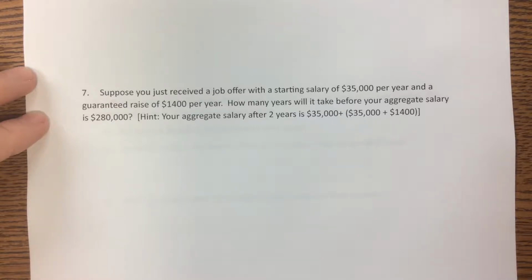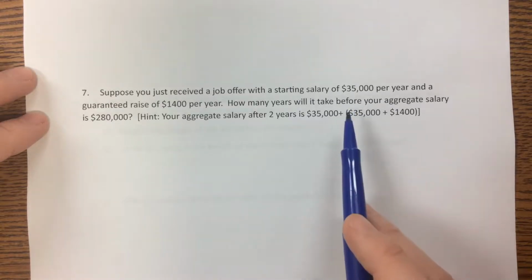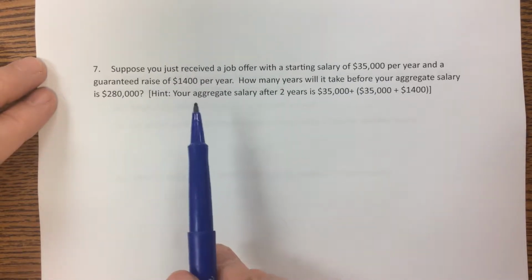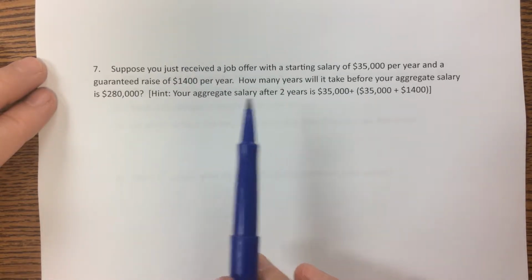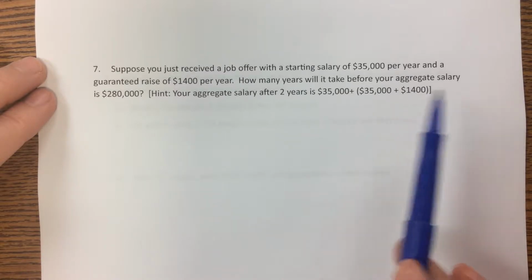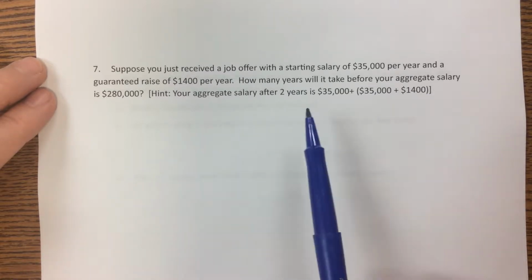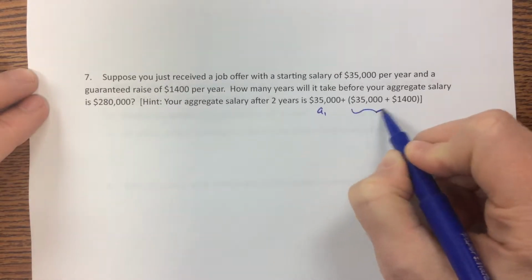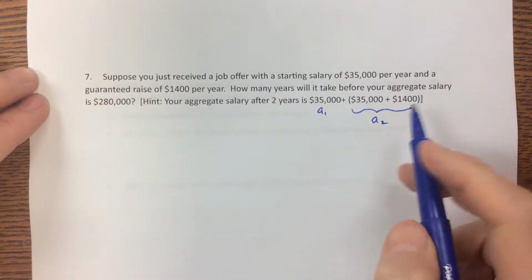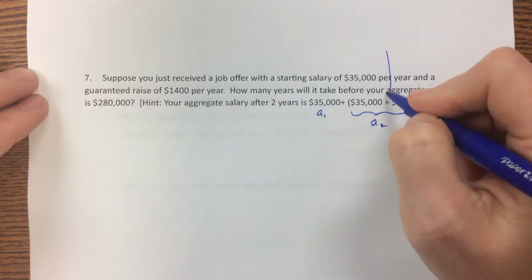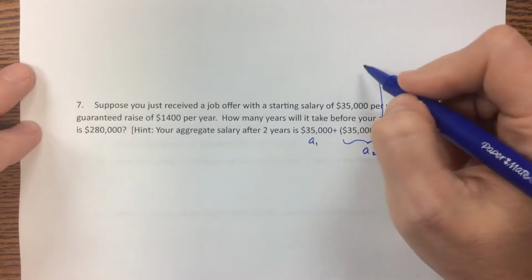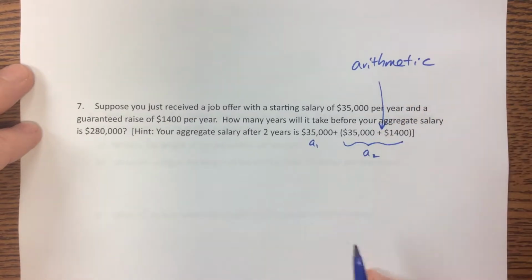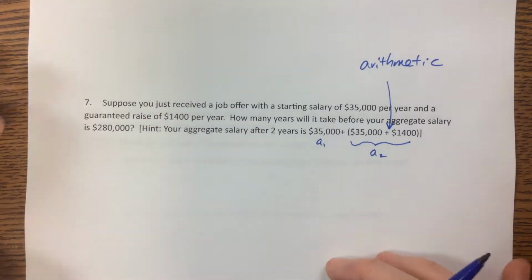In our second example, they're giving us an initial salary and then a raise of $1,400 per year. And it says how many years will it take before your aggregate salary is this, okay? And so notice the aggregate salary, this would be A sub 1, and this right here is A sub 2, which notice as soon as you see this plus sign, that should remind you that this is an arithmetic sequence. So we're going to use all of the formulas that apply to arithmetic.